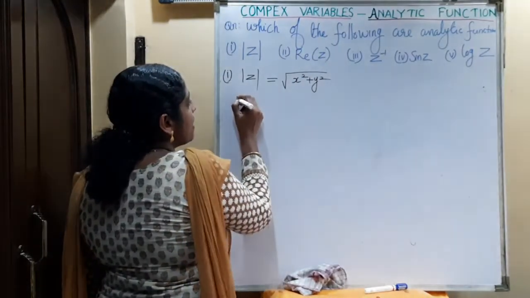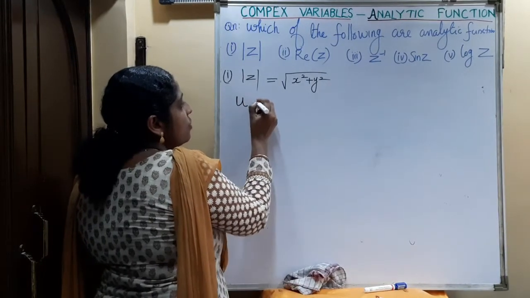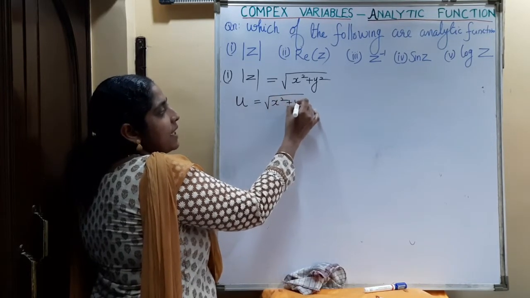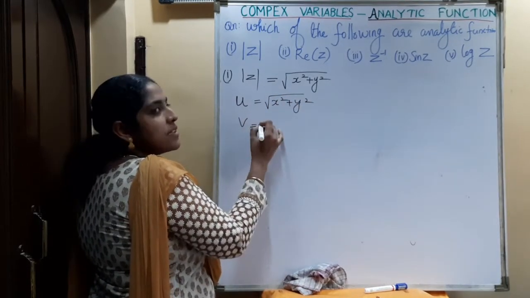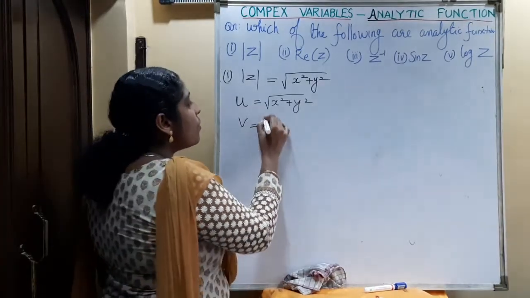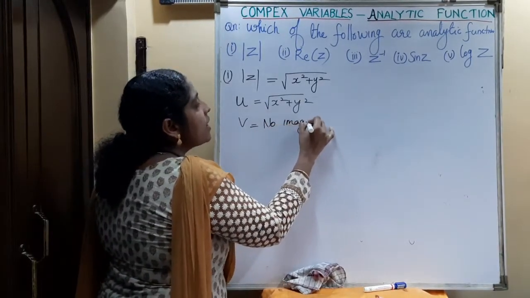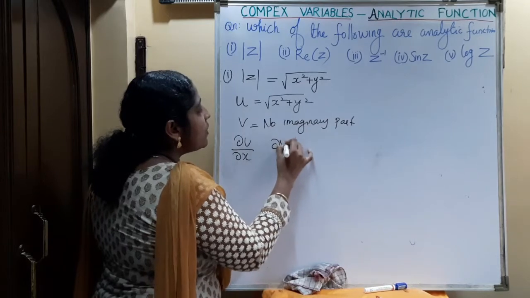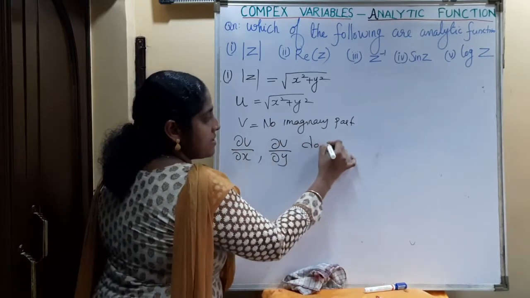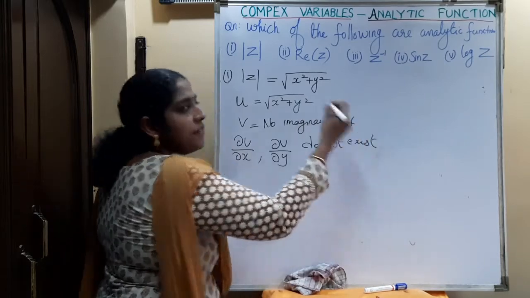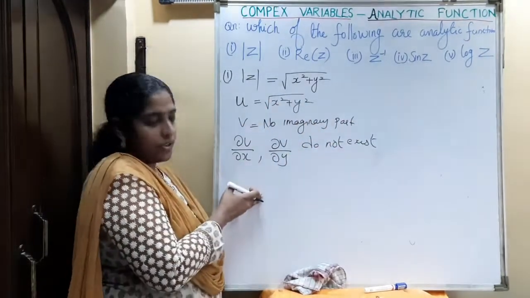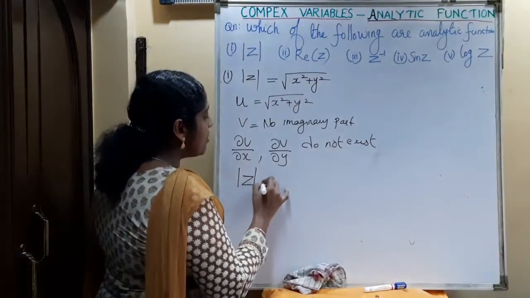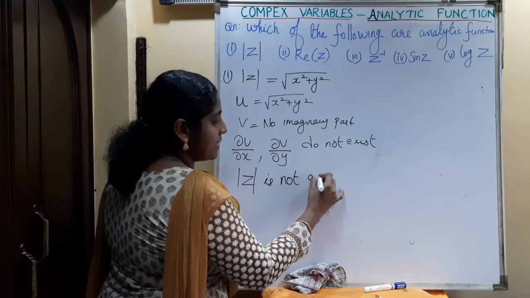So if you are taking the real part u and v, what is this u? u is equal to the root of x square plus y square, that is the real part. And what is the imaginary part? There is no imaginary part. So if there is no imaginary part, what is the meaning of that? This ∂v/∂x and this ∂v/∂y do not exist. Okay, so the first condition itself fails here, that is the first order partial derivatives of this imaginary part with respect to x and y do not exist. So we can say that mod z is not analytic.